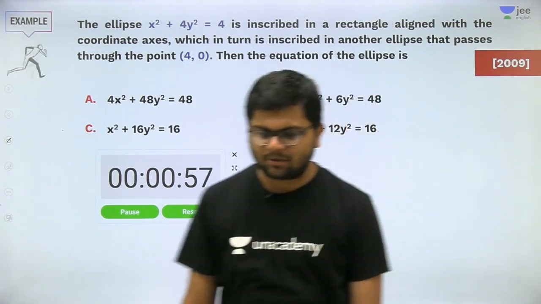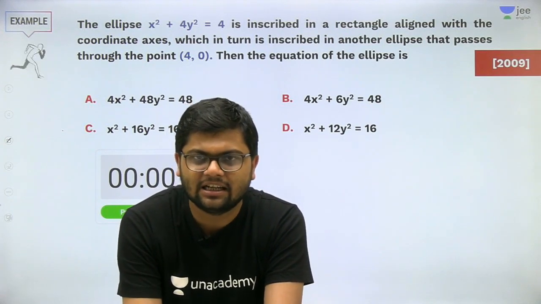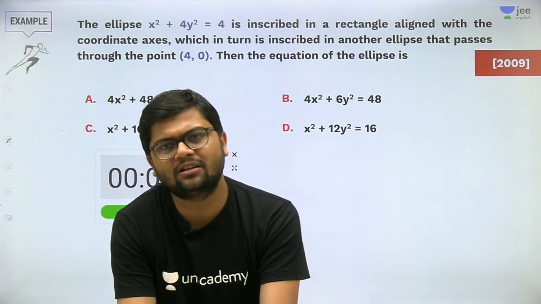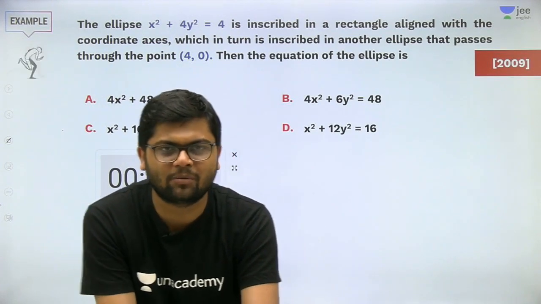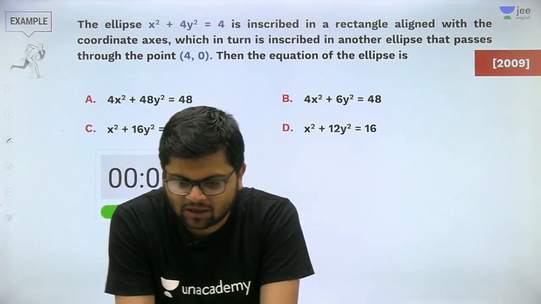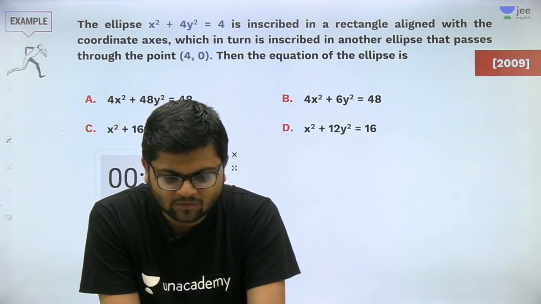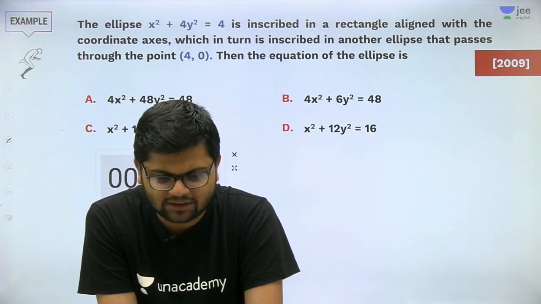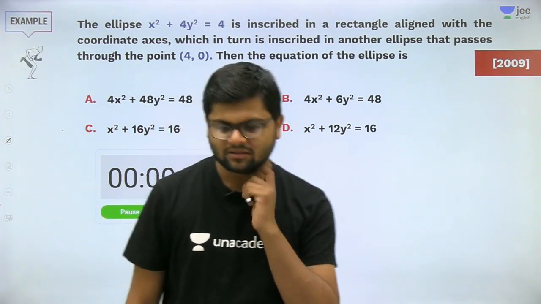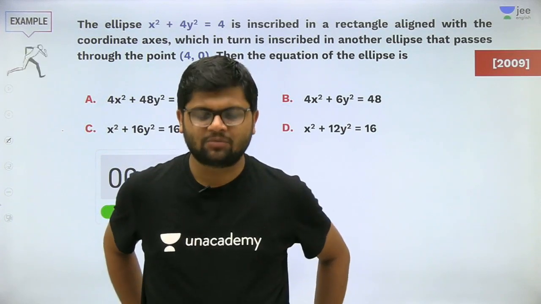The ellipse x square plus 4y square equal to 4 is inscribed in a rectangle aligned with the coordinate axes, which in turn is inscribed in another ellipse that passes through the point 4, 0. Then the equation of the ellipse is what we need to find out. A very basic question, but a very beautiful question. You can give me the answer in the chat box. Just draw the graph and get the answer. That is it. There is nothing very big that you should learn from this question.